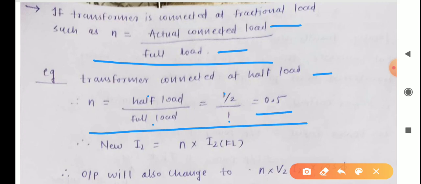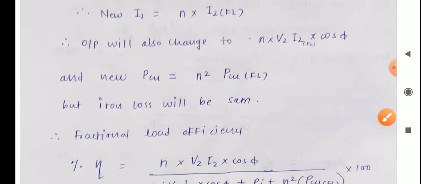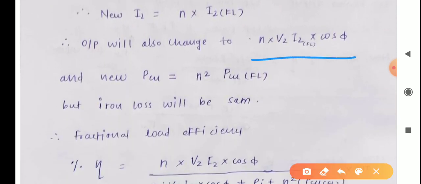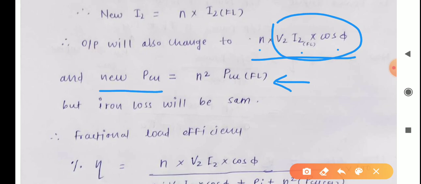Now as the load is changed, we know that the secondary current will change. The new secondary current will be given by n times the full load secondary current. That's why our output also will change, because output is dependent on the secondary current only, and the changed output will be n multiplied by V2 I2 multiplied by cos phi, that is n times the original output. Also there will be a change in the copper loss, because our new copper loss will be n square times the full load copper loss. And the iron loss will not change because it is independent of the load.